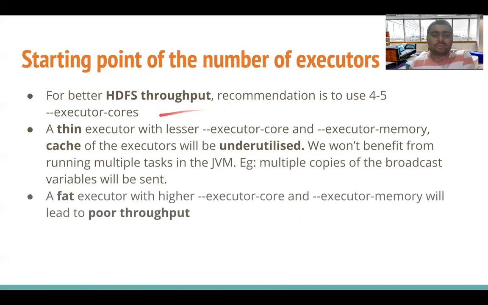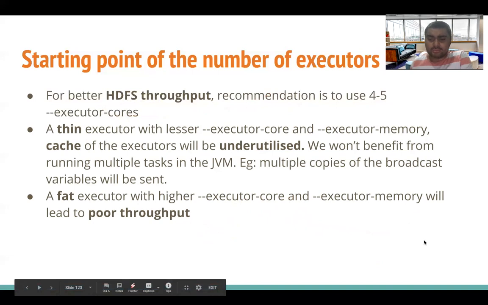So as the recommendation, for better HDFS throughput, you should use 4 to 5 executor cores. You can face poor throughput if you try to launch multiple tasks inside a big executor. So we have to find some kind of balance between it.